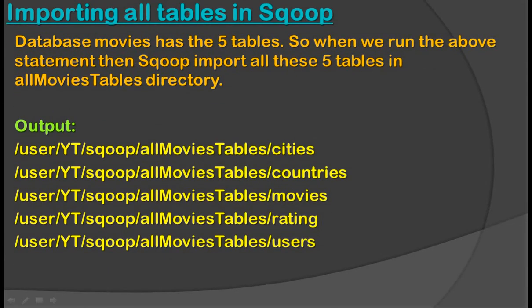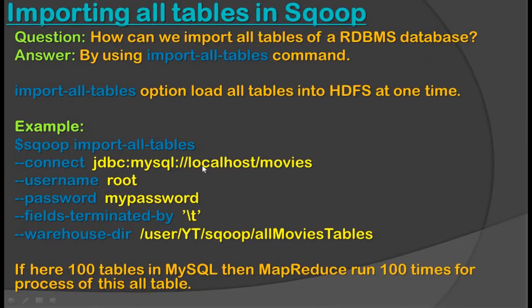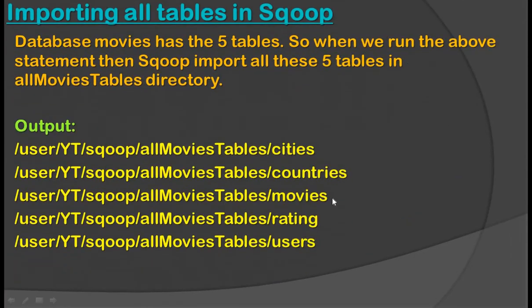So let's see the output. Suppose the movie database has 5 tables, and we are going to import all tables of the movie database. When we run the above statement, Sqoop imports all these 5 tables into the allMoviesTables directory. As we can see here, when we execute this statement, we get this output, which means in the allMoviesTables directory we can see all these tables.